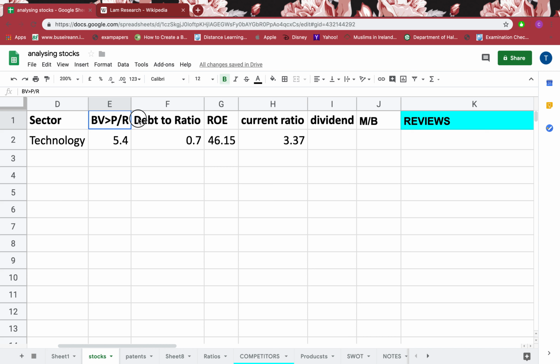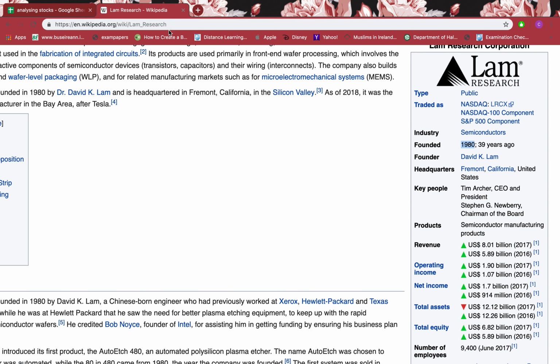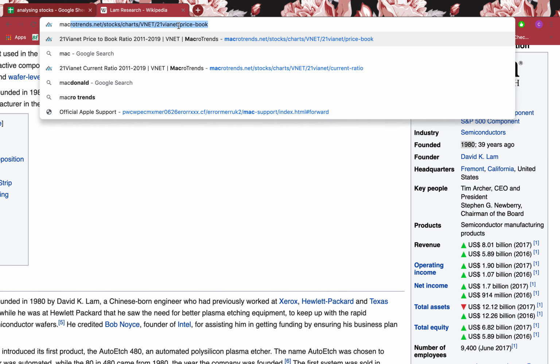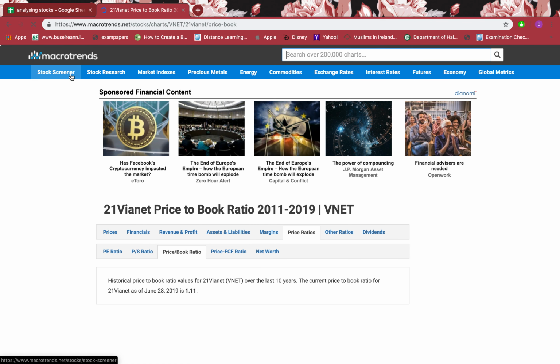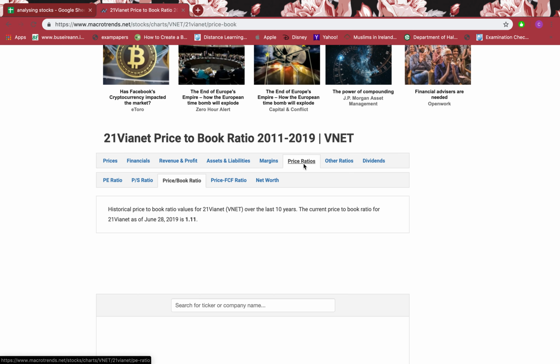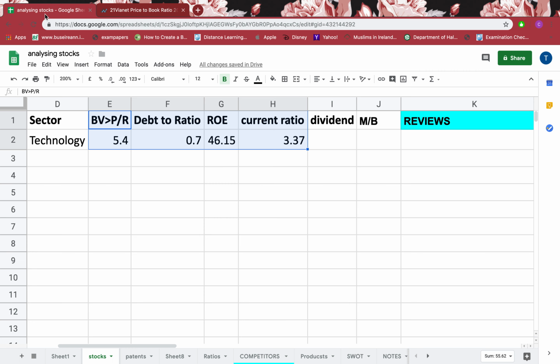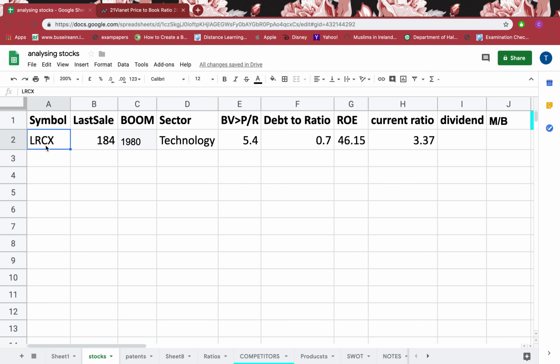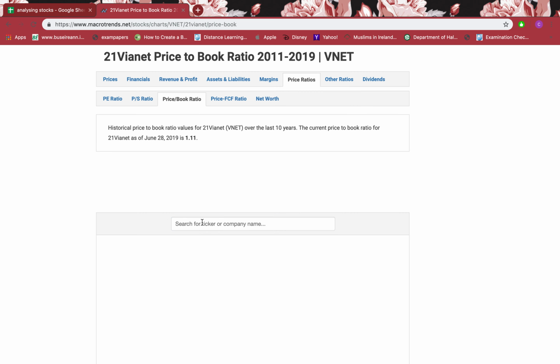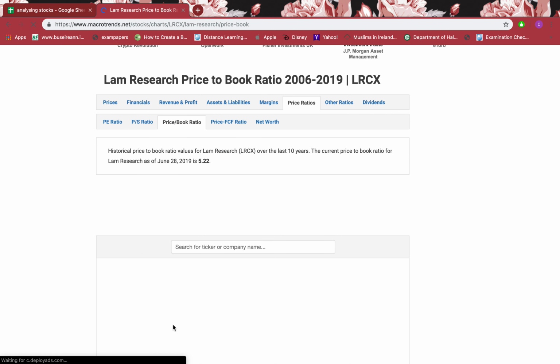And these are four ratios that I'm very interested in because this gives me a little bit of a picture of the stock. Now I'll go to a website called Macrotrends. In Macrotrends, I can click on price ratios, I can click on price book ratio, and I'll type in the symbol, which is LRCX. I'll copy that and paste it. And it's Lam Research. You need to make sure the name is also the same.